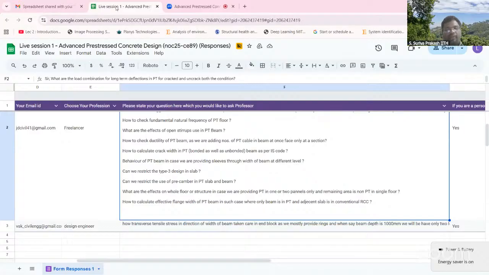So, yeah, pre-camber, I would say more than 30, 40, 50 I think is the upper limit. You cannot go more than that.